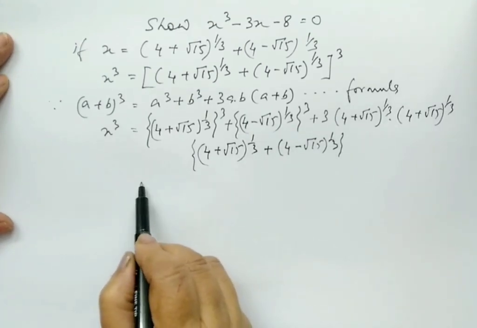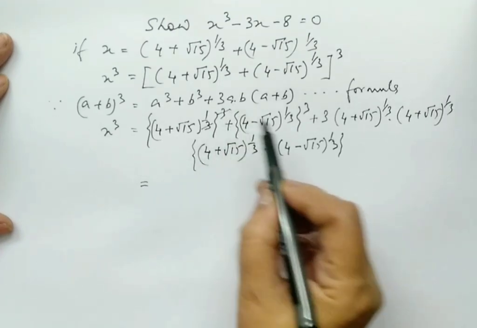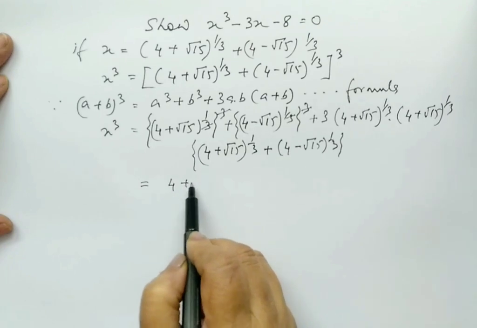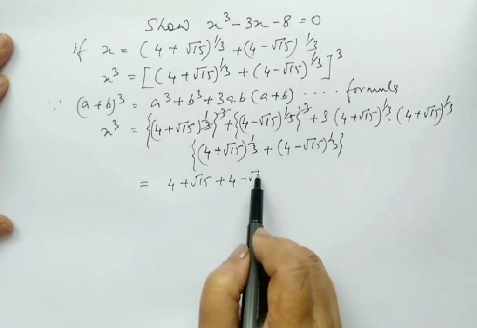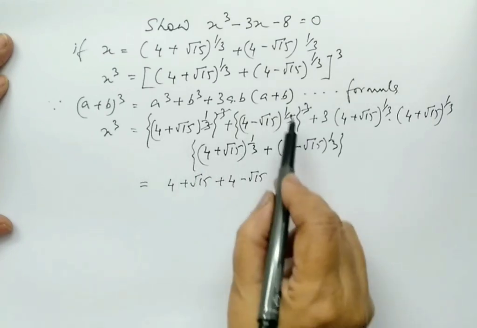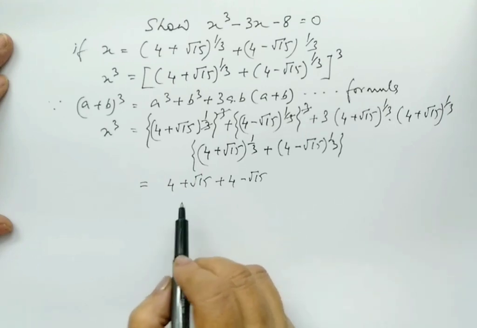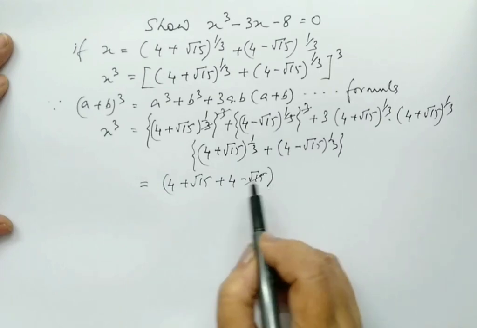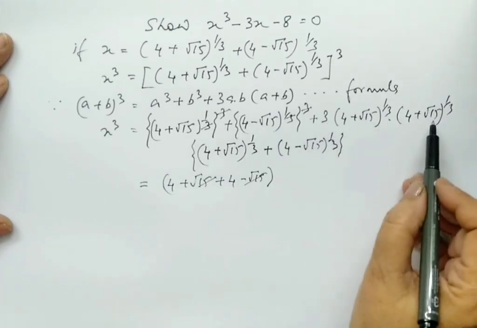So the next step would be to cut these two. So what are we left with? Obviously 4 plus root 15 plus 4 minus root 15. Am I right? This we are doing for this, correct? So let me put this in the first bracket. This gets cancelled.